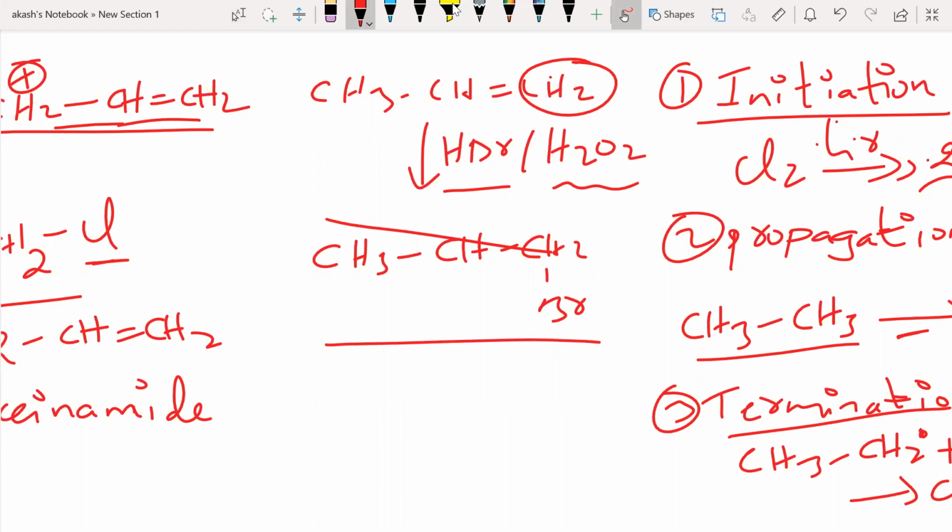So when I put HBr alone, I'm going to have a different reaction, guys. I'm going to have a carbocation as an intermediate. Here you're going to get a free radical as the intermediate. That is what is going to happen. Now, the mechanism is pretty simple. We'll see what happens.